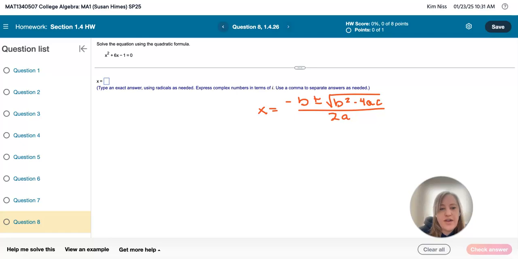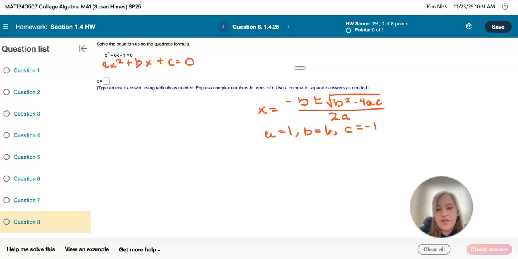So they give you a quadratic equation, which in my case is x squared plus 6x minus 1. Well, that's the standard quadratic equation ax squared plus bx plus c equals 0. And so now you can kind of see what a, b, and c are going to be. So a is equal to 1, b is equal to 6, and c is equal to negative 1.